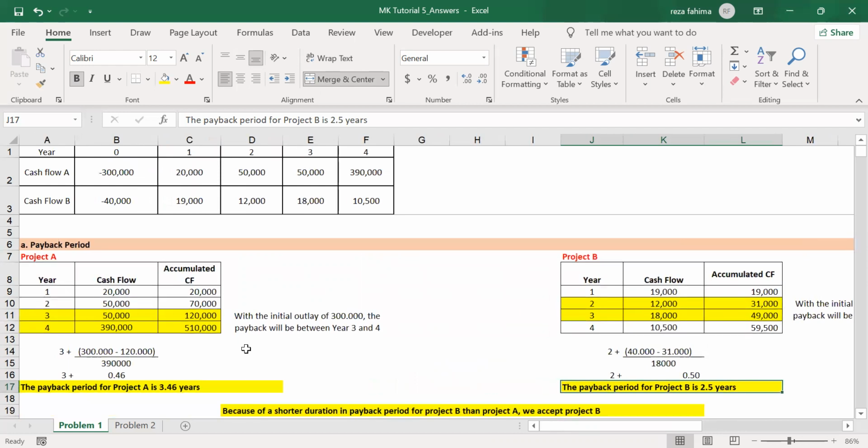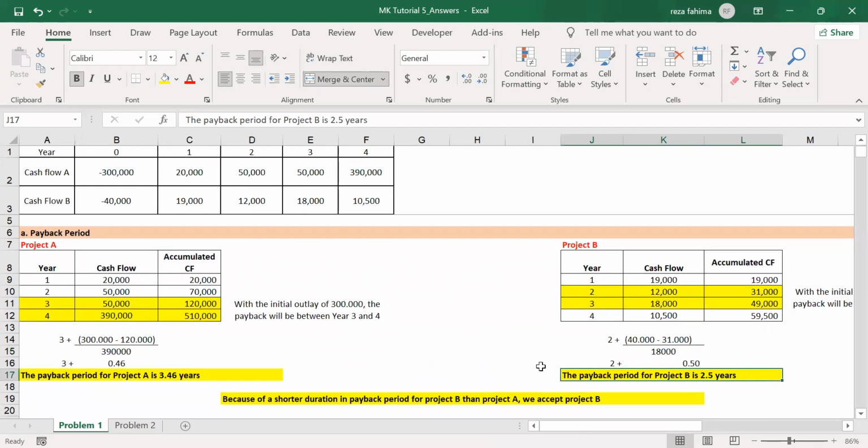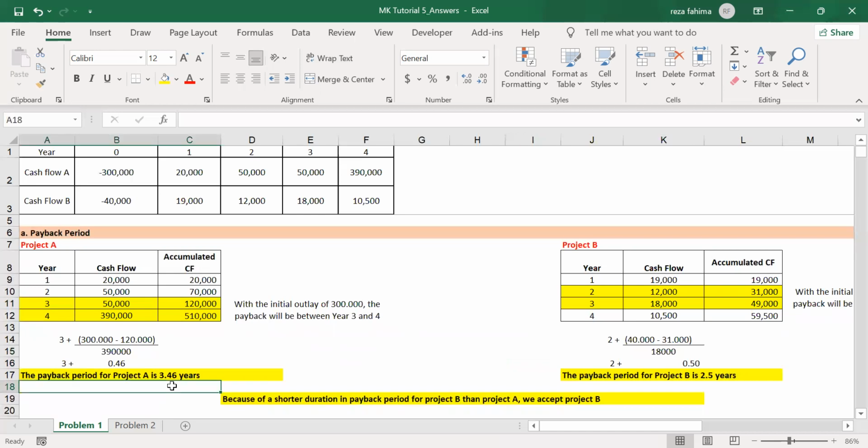Okay, and after that, we can see that the payback period of project B, 2.5 years, is shorter than project A, compared with 3.46 years. It means that project B is more preferable to the investors. It means that based on the payback period, we're going to choose project B.